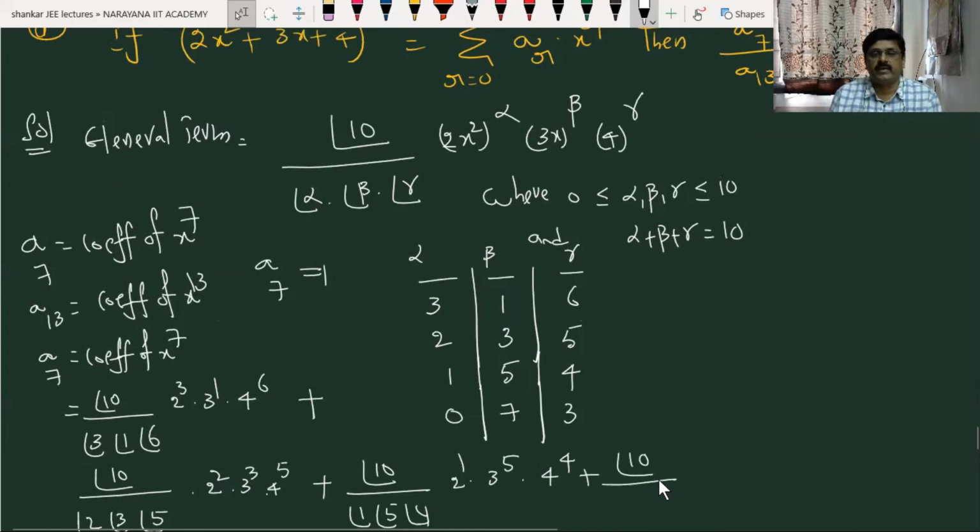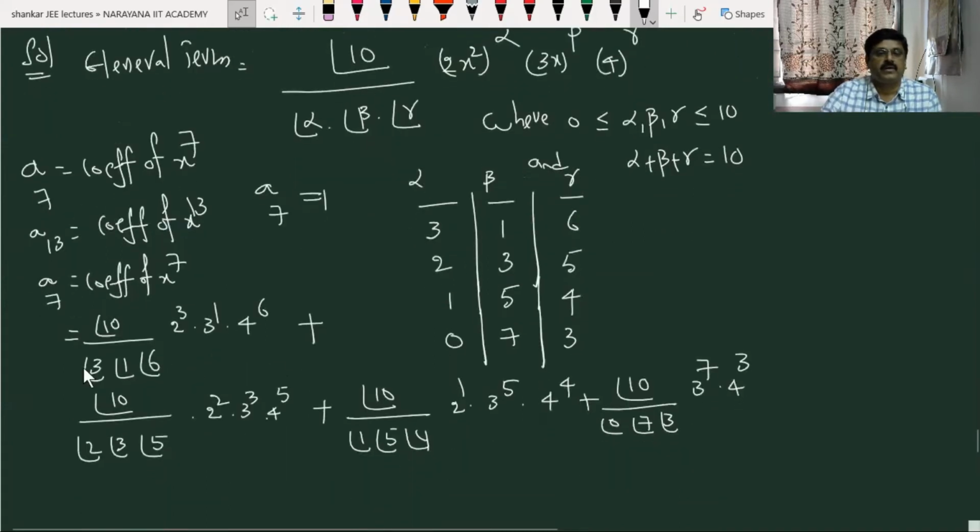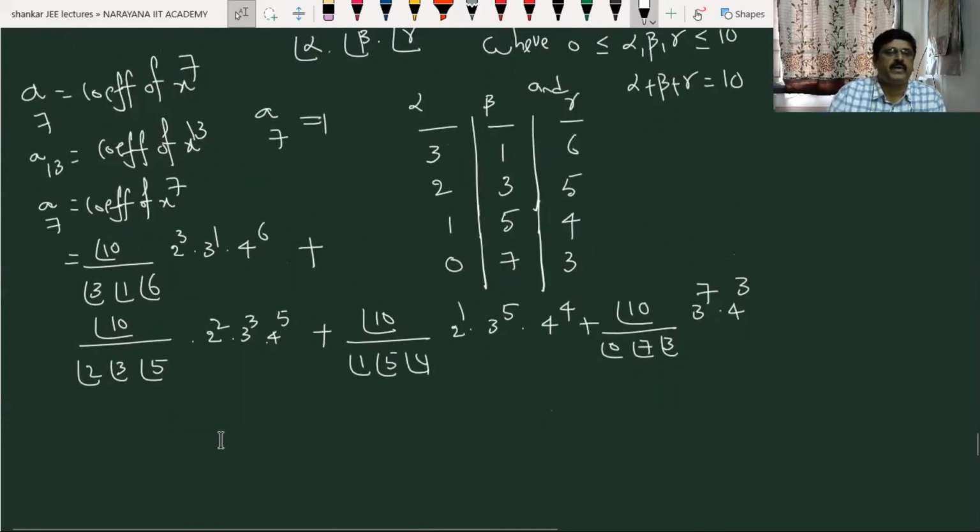10 factorial by 0 factorial, 7 factorial, 3 factorial. Alpha 0 means first term ignore, leave it. Beta 7 means it is 3 power 7, students. And gamma 3 means 4 cube. So this is A7. Similarly, wait a moment.